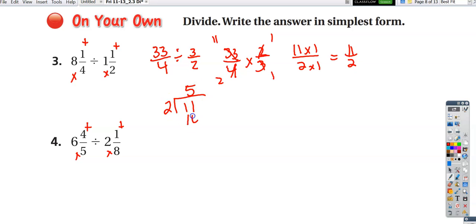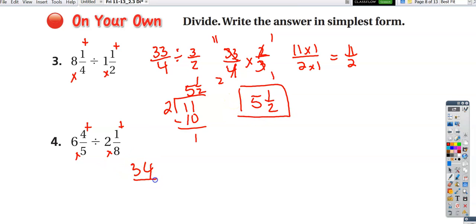Goes 5 times, I get 10, and 1 left over, 5.5. And the last one is 34 fifths divided by 17/8. When you want to divide, look on the right side, flip that fraction over, and then multiply.